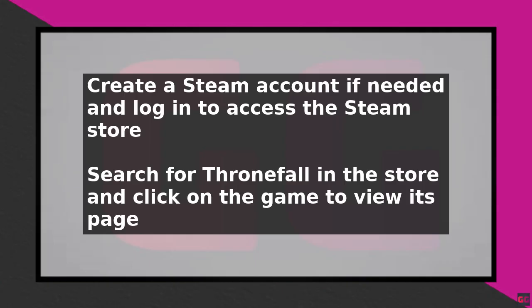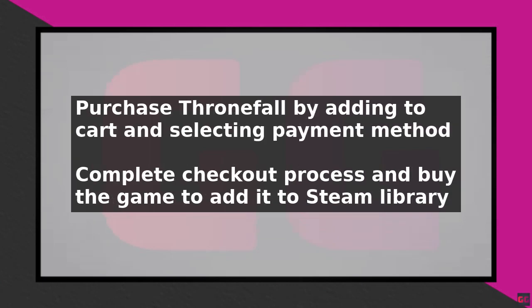Once you have bought the game, it will be added to your Steam library, which can be found at the top of the page where it says Library. Click on Library, and you will see your Thronefall game listed. Click on the game, then press the blue Install button.